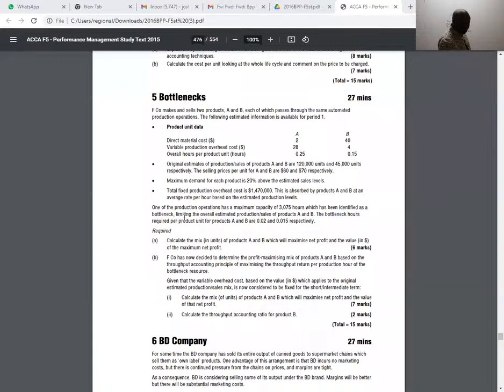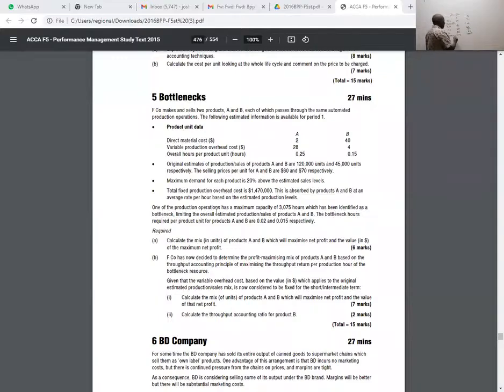One of the production operations has a maximum capacity of 3,075 hours, which has been identified as a bottleneck, limiting the overall estimated production and sales of products A and B. The bottleneck hours, the scarce resource required per unit for A and B, are 0.02 and 0.015. So we have 0.02, and then we have 0.015. Great.